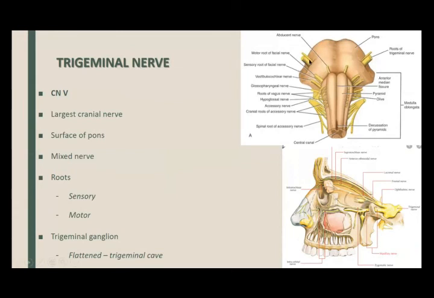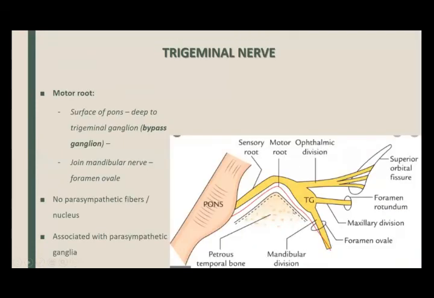This thin structure. Okay? This is the trigeminal ganglion, by the way, we have discussed this before. So from the surface of the pons, the motor root arises, and this passes deep to the trigeminal ganglion. It does not relay in the trigeminal ganglion. It has nothing to do with the trigeminal ganglion, except that the two are traveling together.